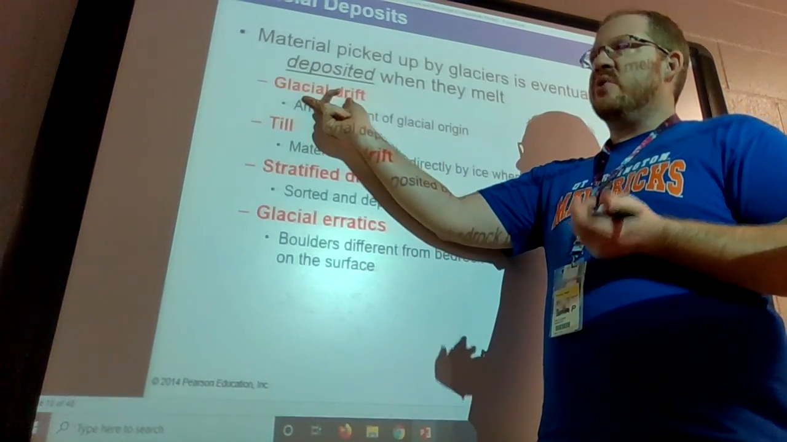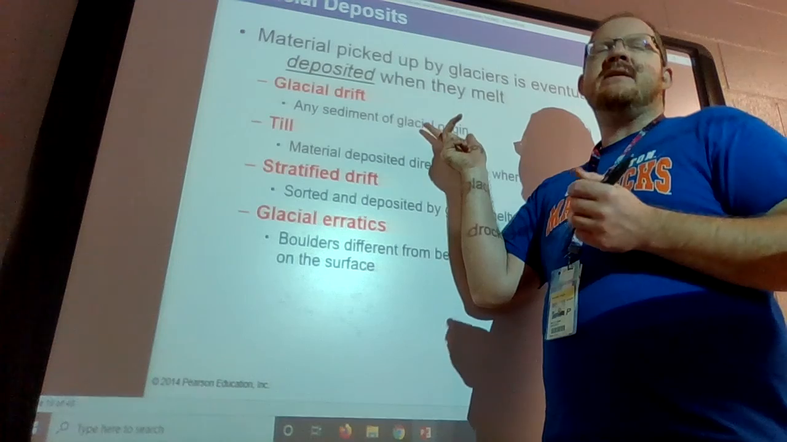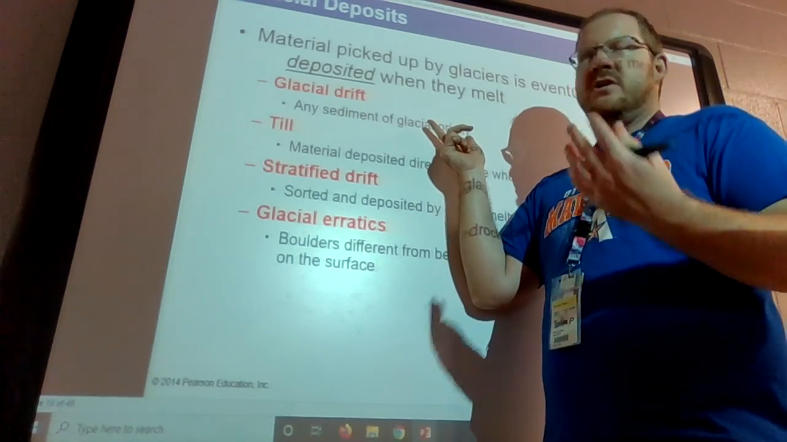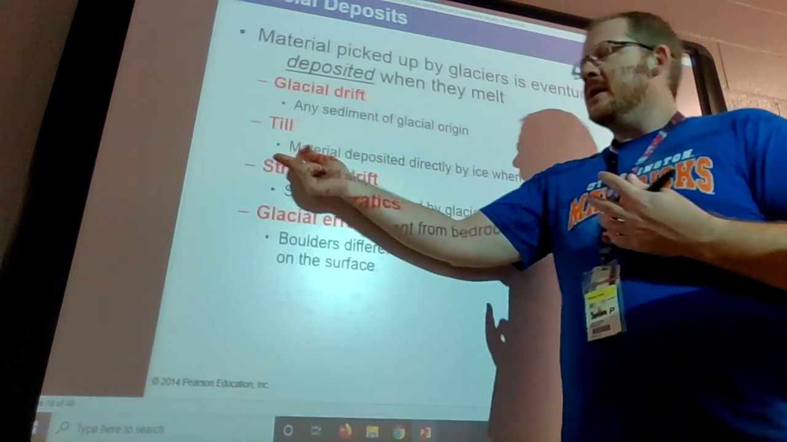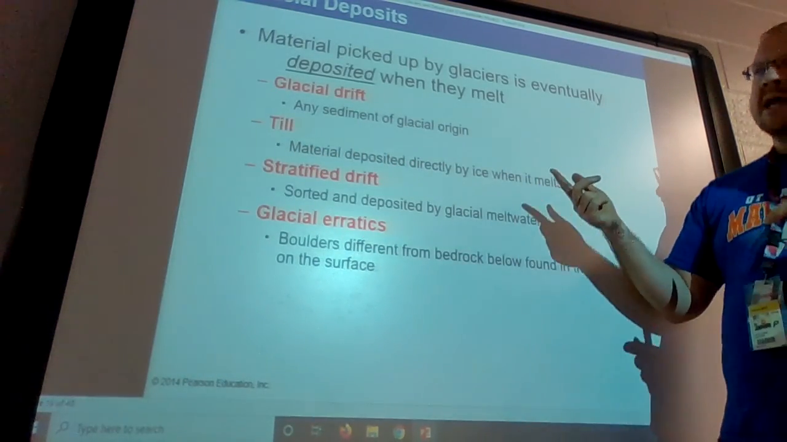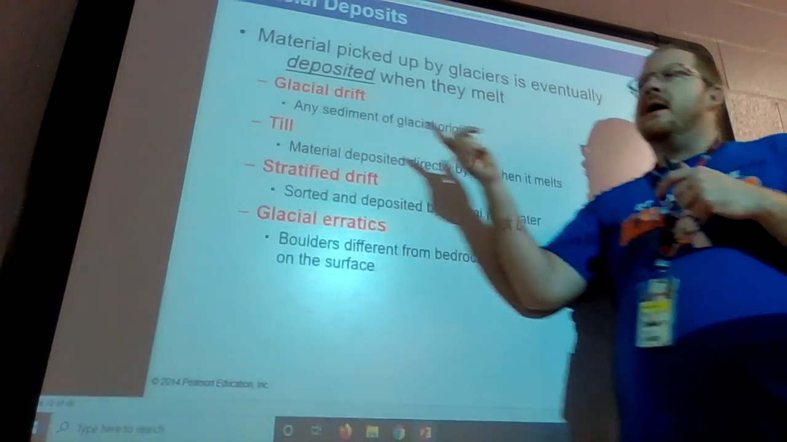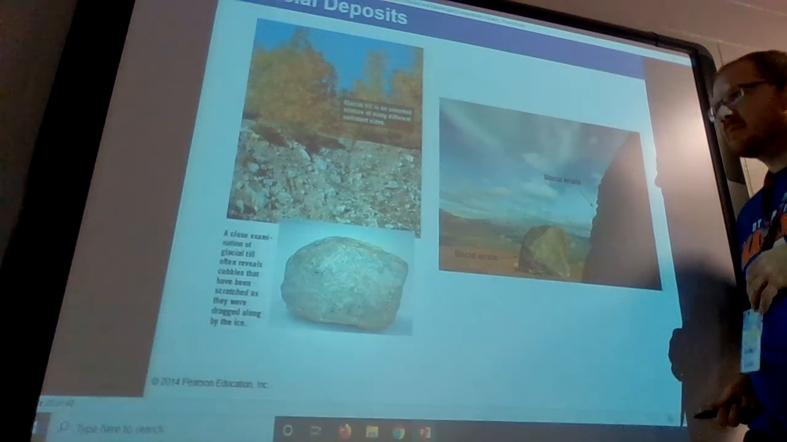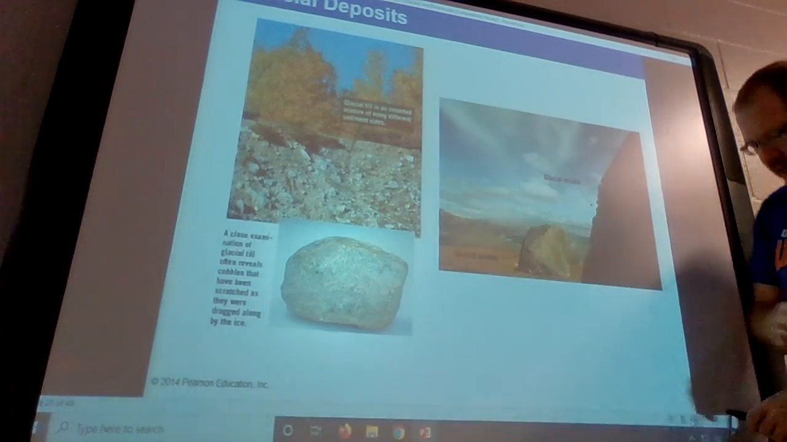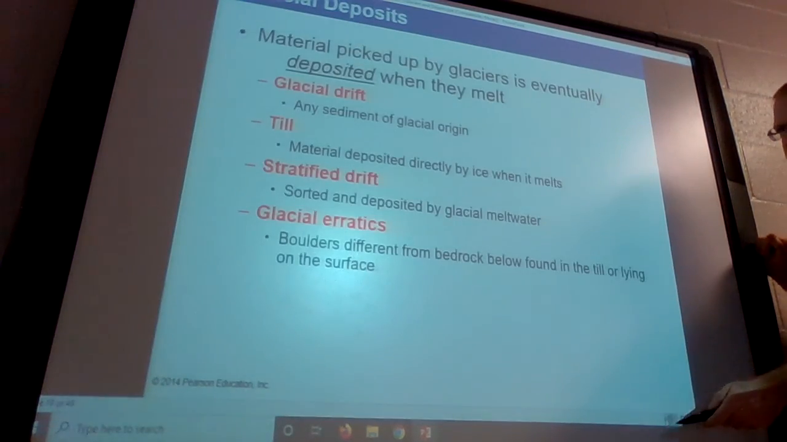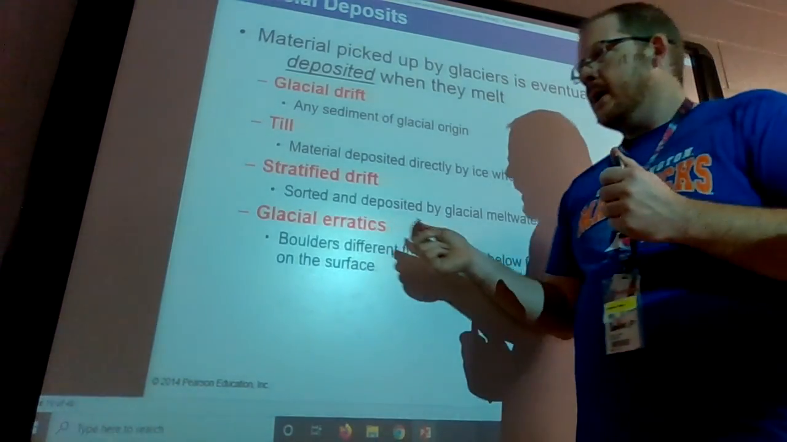So glacial drift is pretty much any sediment of glacial origin that the glacier creates. Till is going to be material that gets deposited directly by the ice when it melts. And we'll see that till is actually what makes up the moraines. We'll see moraines 2 pages from now. This is a moraine, and they show you some different types of moraines. All the moraines are made up of till. And I think I'll go through that in the next video.